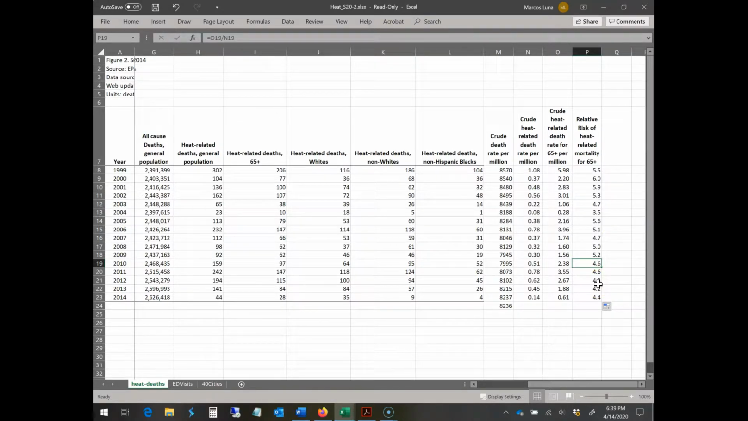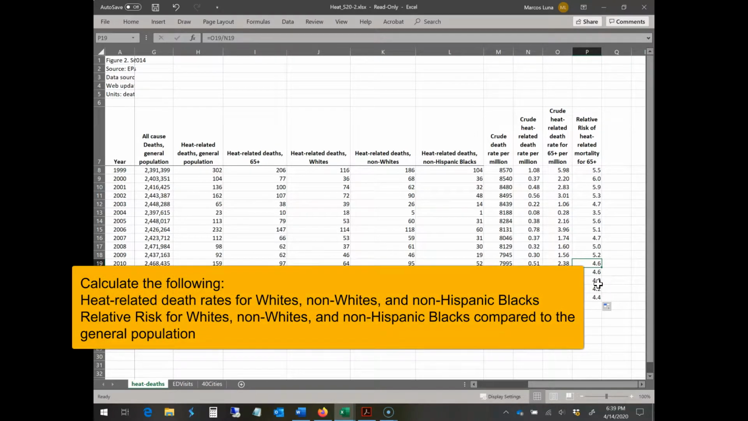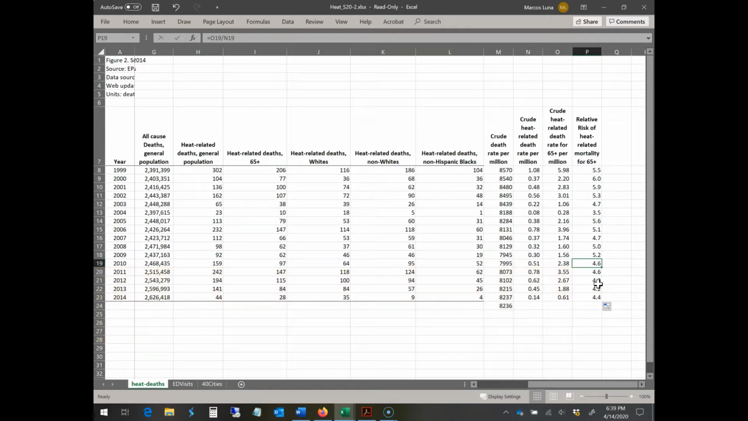So what I want you to do, and I'm not going to do it here, you're going to repeat these calculations, right? Calculating the death rate from heat for the different groups, and then I want you to calculate the relative risk of those other subgroups compared to the general population. So looking at the white population compared to the general population, the minority, and then the non-Hispanic black population. And what we're looking for is to understand the difference in risk amongst those groups and how we communicate those. All right, so there you go.